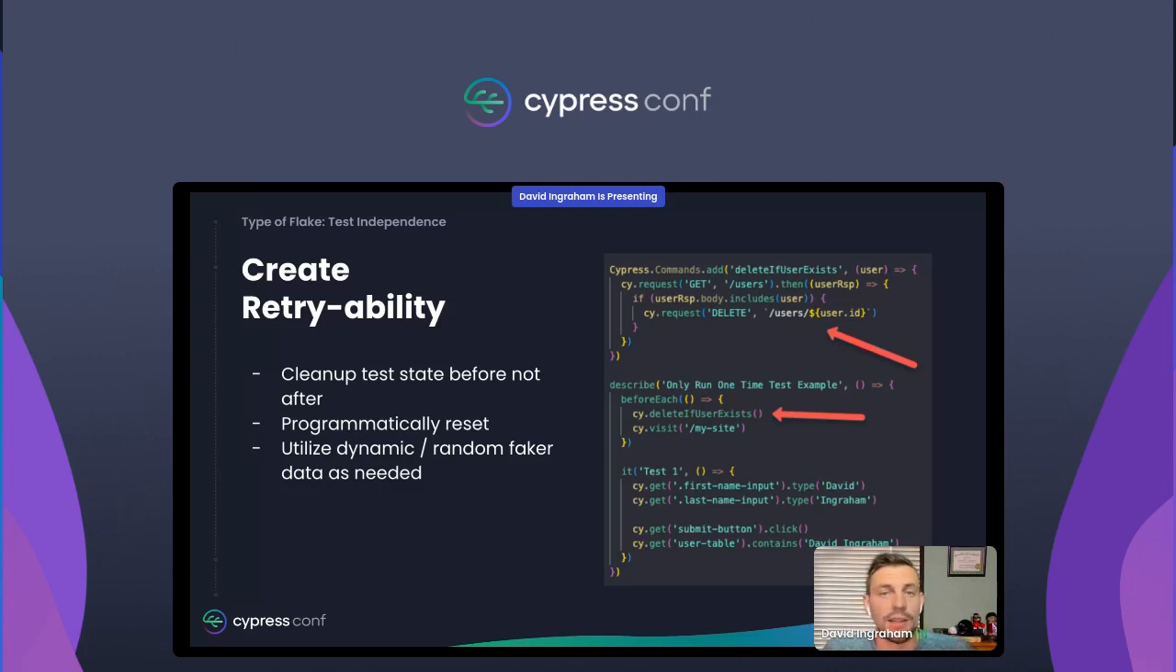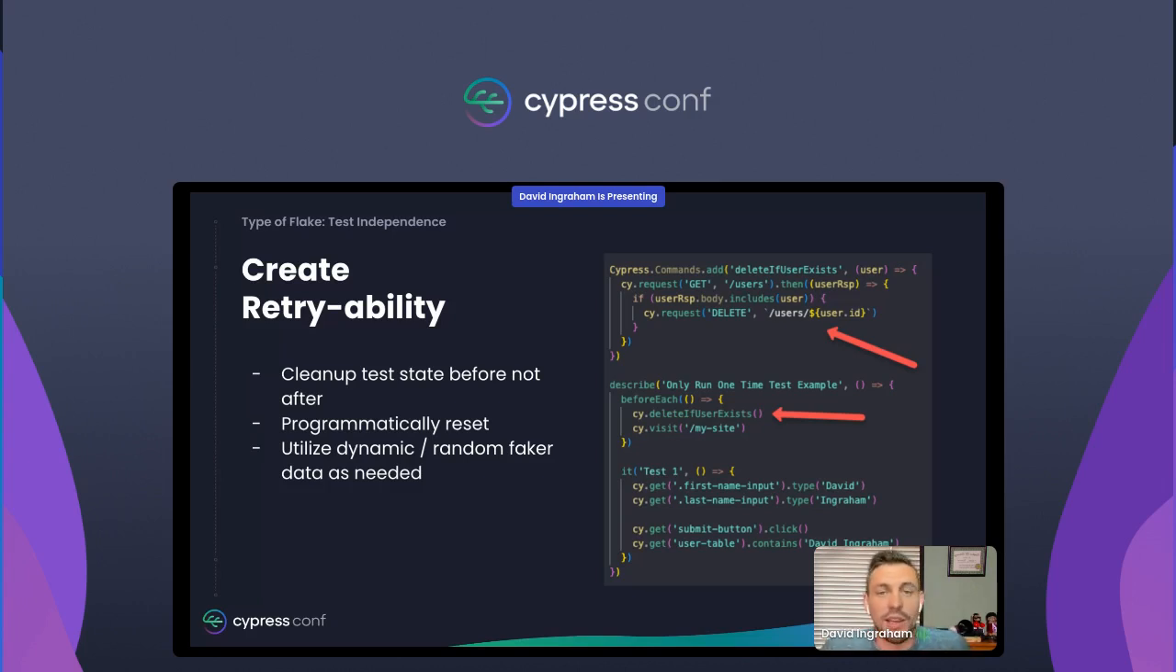You'll notice that my delete if user exists custom command also programmatically deletes the user. It doesn't use the UI. This is not only faster, but it ensures it's not dependent on certain parts of the UI working when the test doesn't care about it. If I'm testing user creation, I don't need to be validating how a user is going to be deleted. That should be another test, right?